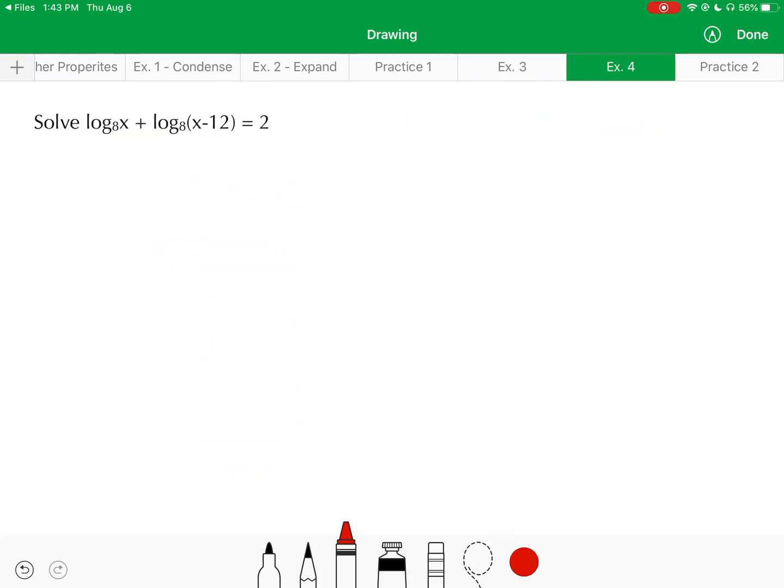All right, next example. Solve log base 8 of x added with log base 8 of x minus 12 equals 2. All right, so two things to notice here. The first is that the left side of the equation has two logarithms to it, okay? And then the second thing to notice is that the right side of the equation has no logarithm to it, all right? So that's going to change our overall approach to solving this equation, okay?